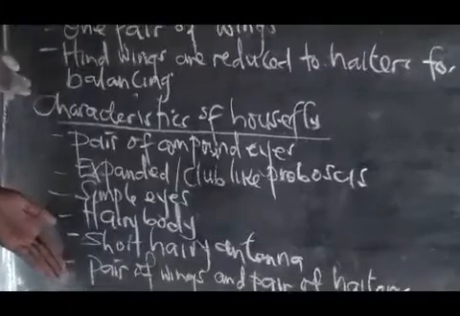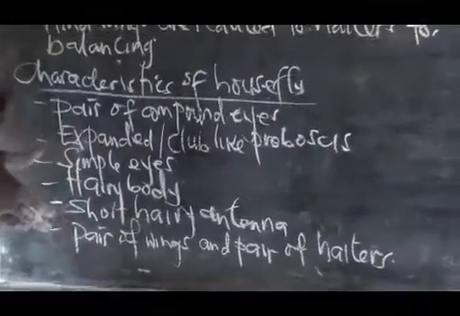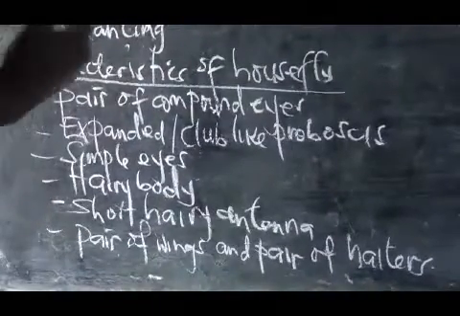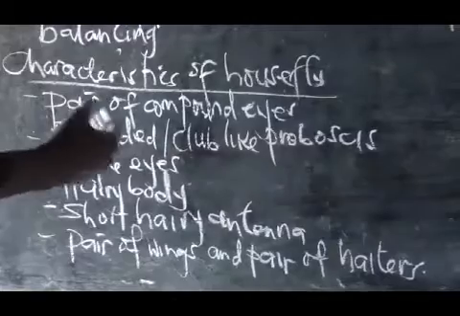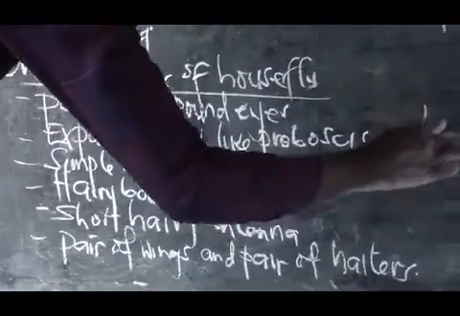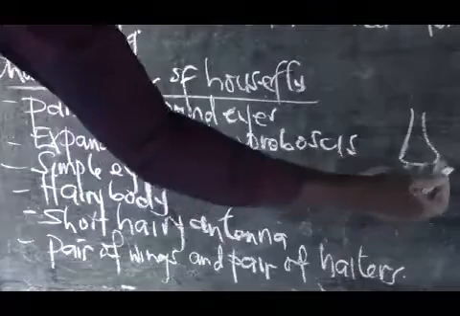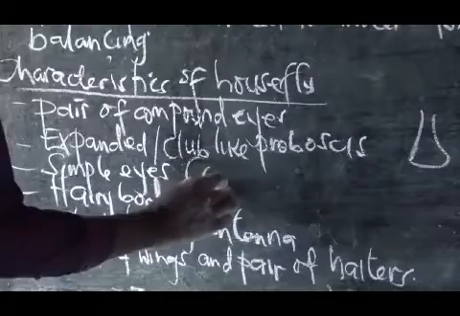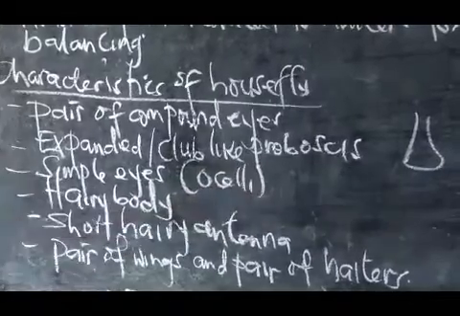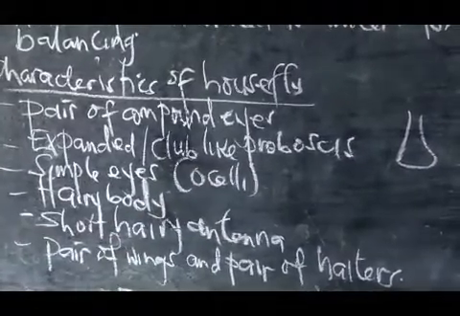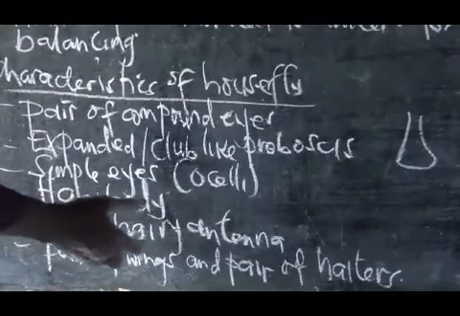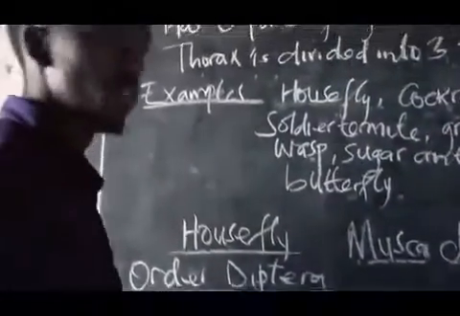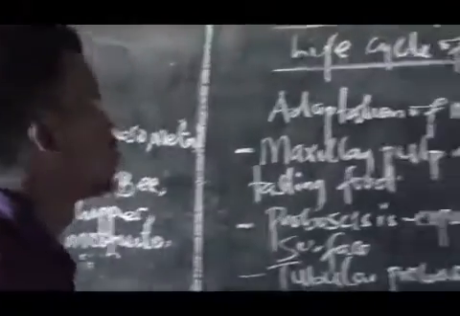Then we have also characteristics of a housefly. What are these characteristics of a housefly? We have a pair of compound eyes, those are used for vision. We have an expanded club-like proboscis. Their proboscis are in this shape. That is what we call club-like shape. Then they have simple eyes, also called ocelli. And then their bodies are covered by hair, or hairy body. We have short hairy antennae, and then we have a pair of wings and a pair of halteres. We say the halteres are reduced wings for balancing.